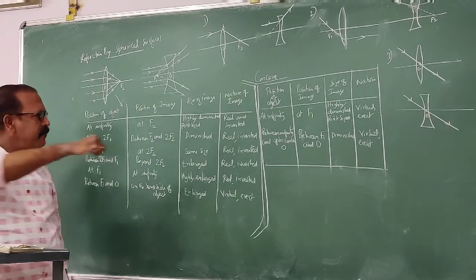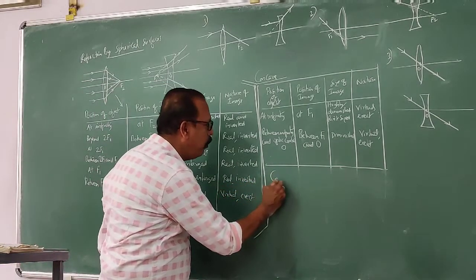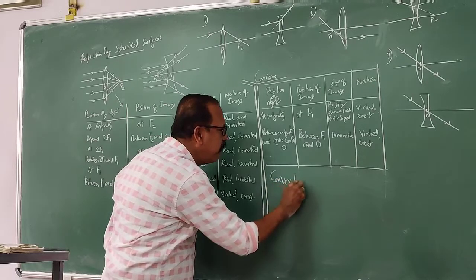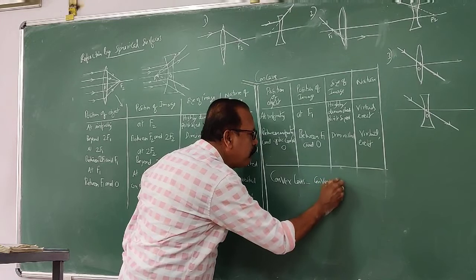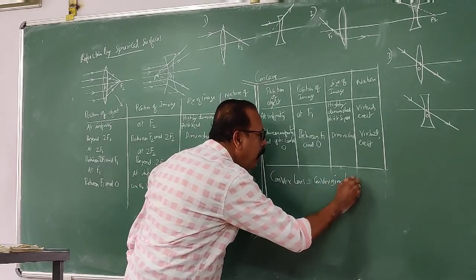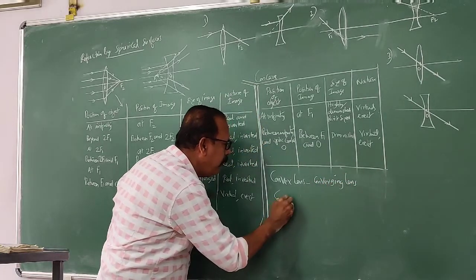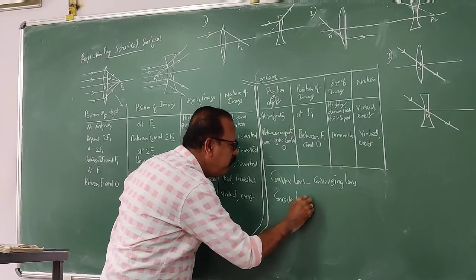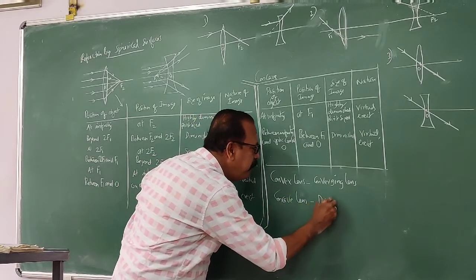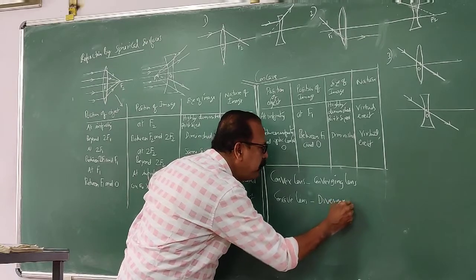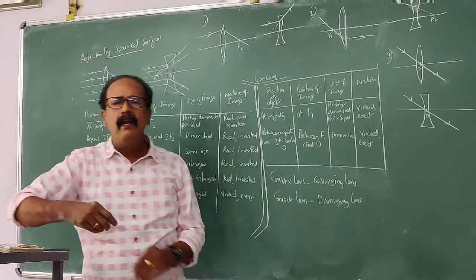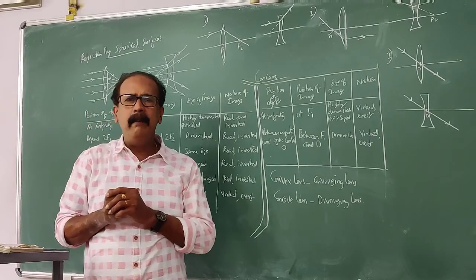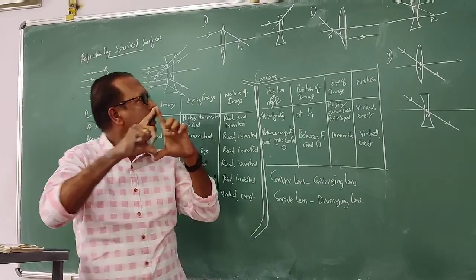A convex lens is called a converging lens. I will tell you why. And a concave lens is called a diverging lens. So, what is a lens? A lens is a transparent medium bounded by two surfaces.